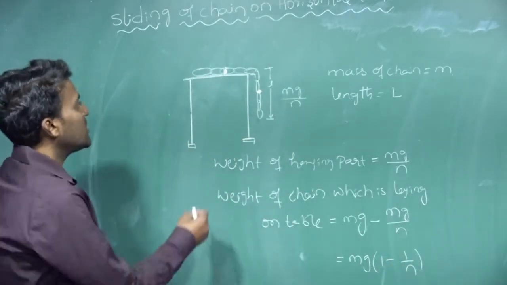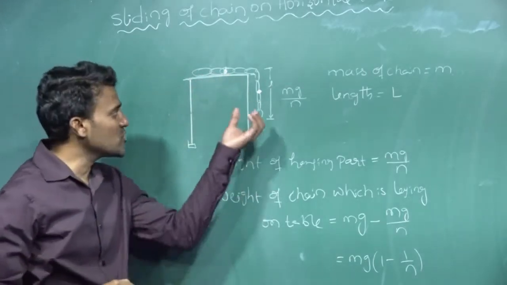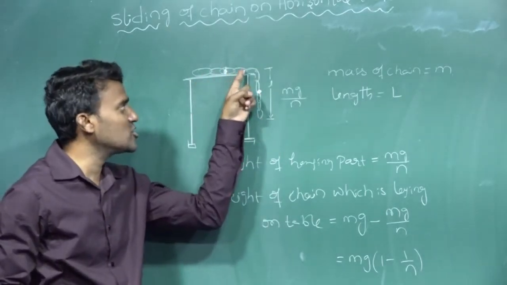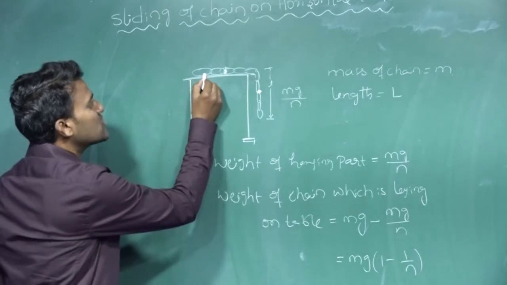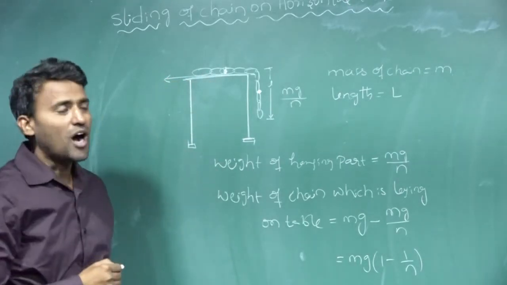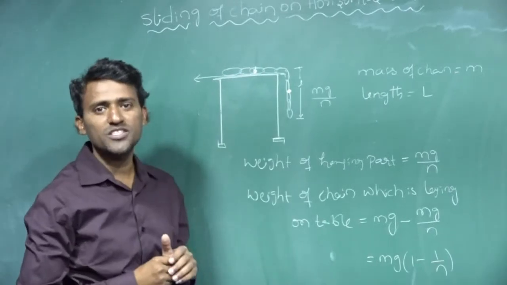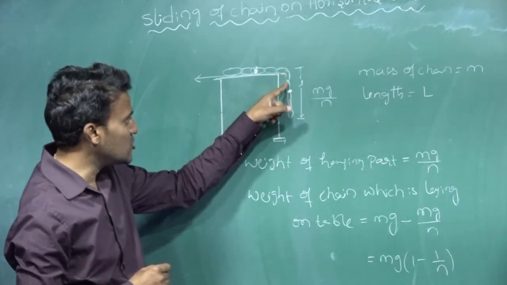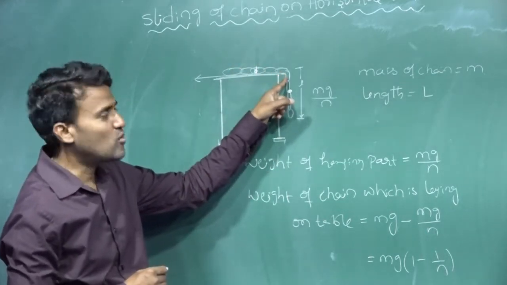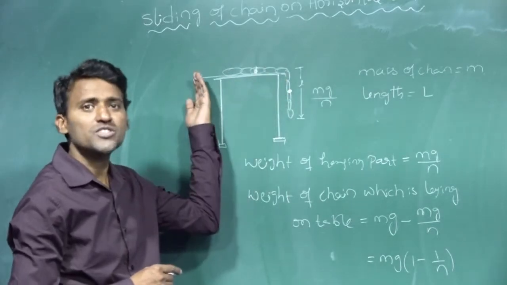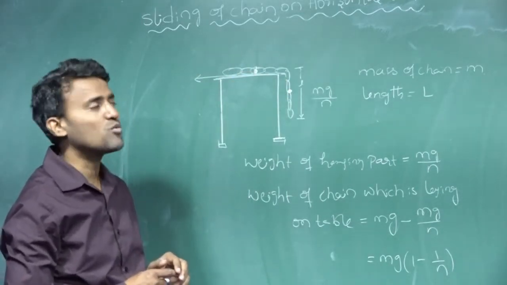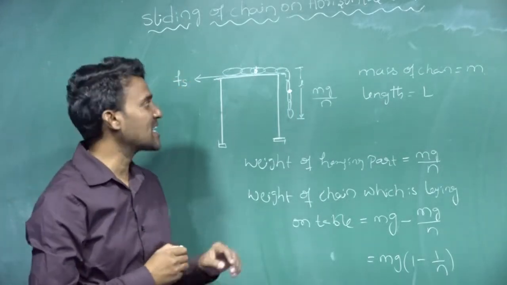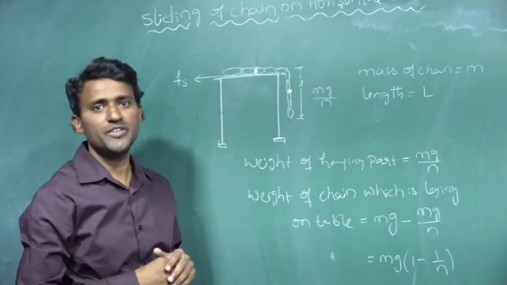Then if you take the common mg, you can write mg into 1 minus 1 by n. Now, because of the weight, the chain tries to move in the downward direction. That is, the chain is ready to slide. Frictional force is opposing the motion of the chain. Because of its weight, the chain is ready to slide from the table. At that moment, frictional force opposes the motion of the chain. So the static frictional force is acting between the table and chain.